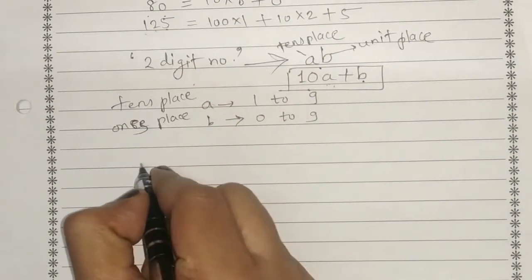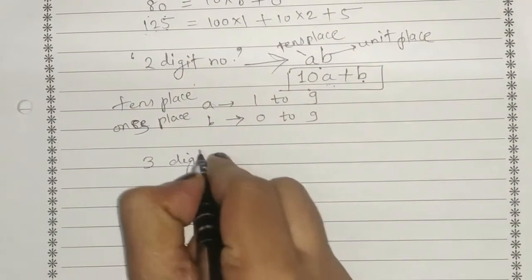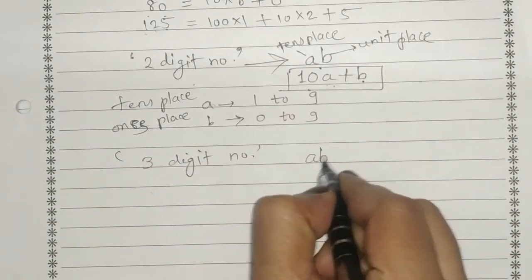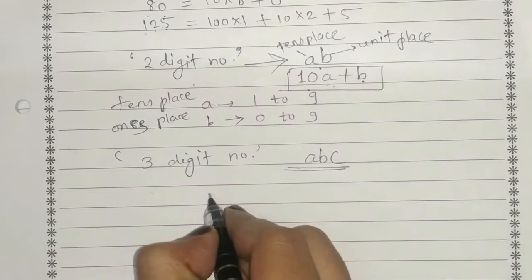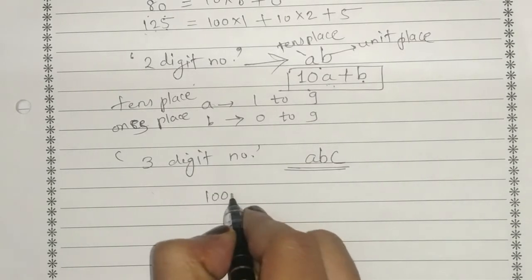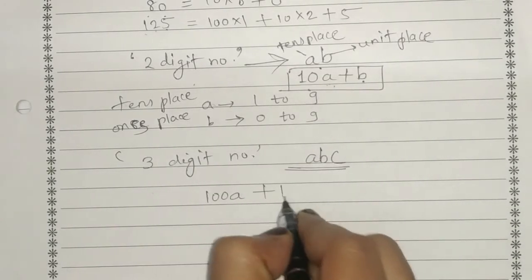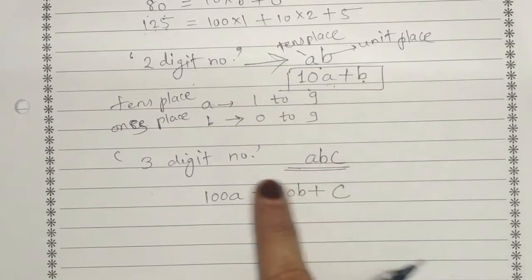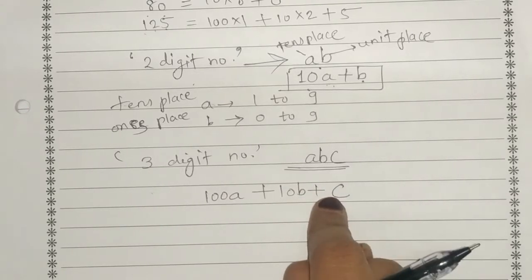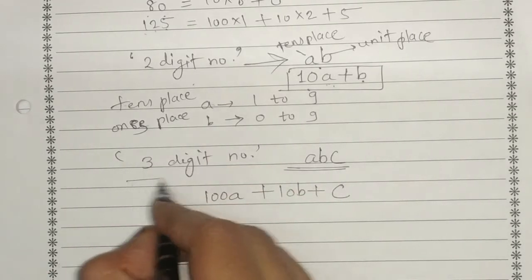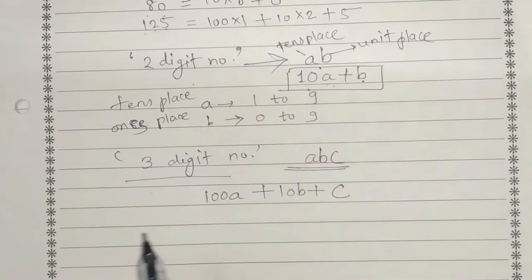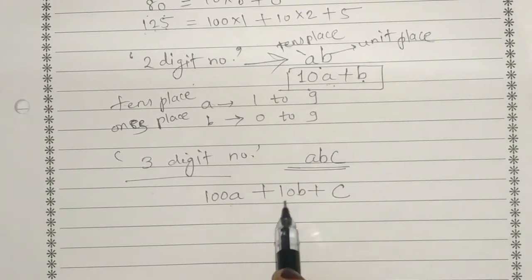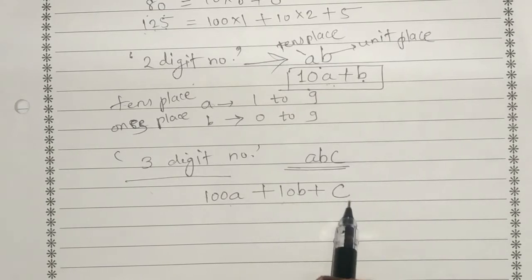In the same way, we can represent any three-digit number in a generalized form as ABC, where A is at hundreds place, B is at tens place and C is at ones place, or you can say unit place. So 100A plus 10B plus C, this is the generalized form of any three-digit number. Again, A is any digit from 1 to 9 and B and C are any digit from 0 to 9.